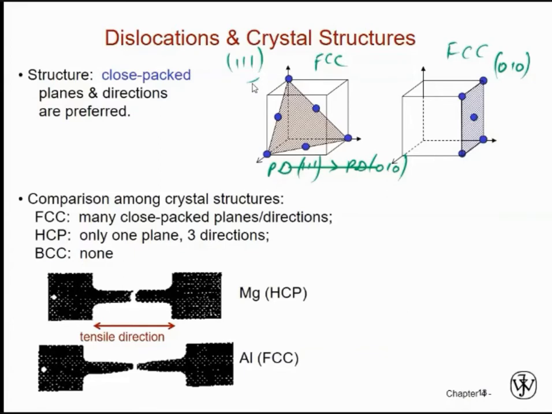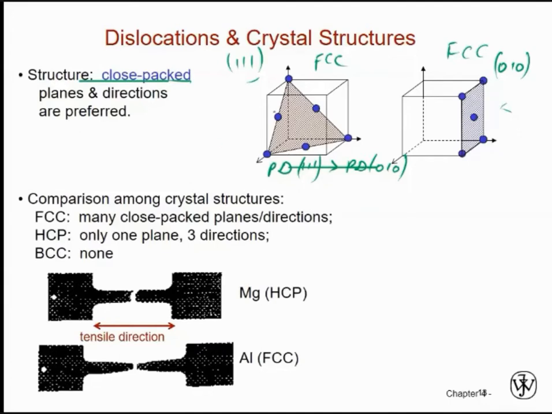That's why the planes which have high planar density, we call them close packed planes. The atoms are close to each other, with less distance between them. But here, the case is different. Atoms are far apart from each other, less densely packed.